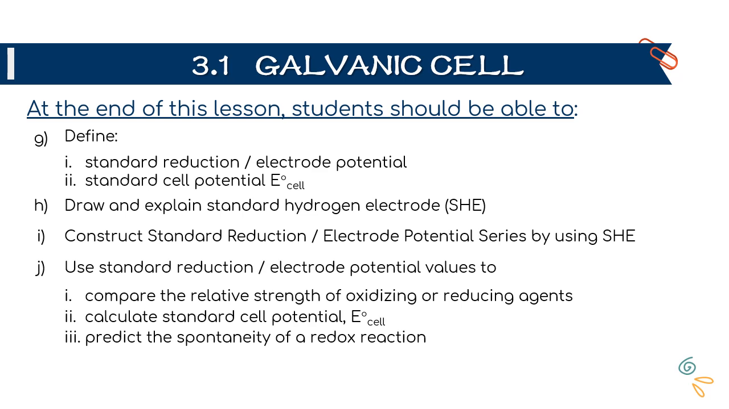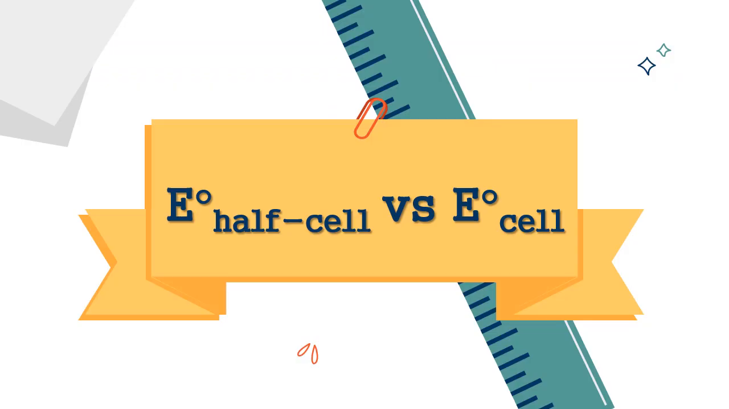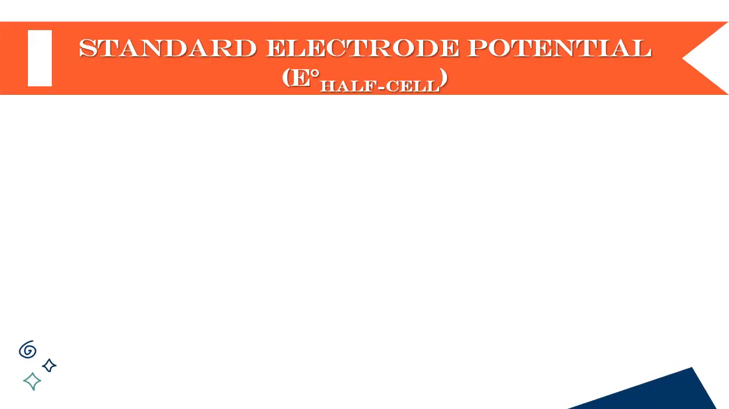So now, let's start with the first one. We're going to look at the E0 half cell versus the E0 cell. So what is the difference between these two? The first one, we're going to look at the standard electrode potential, or we could also call it the E0 half cell. So please make sure you read this carefully and then look at the label over here.